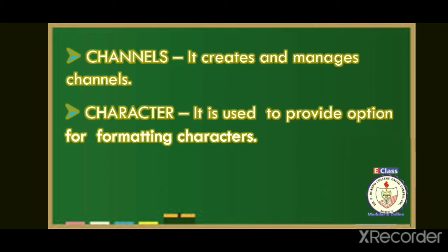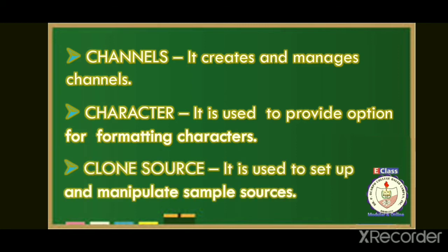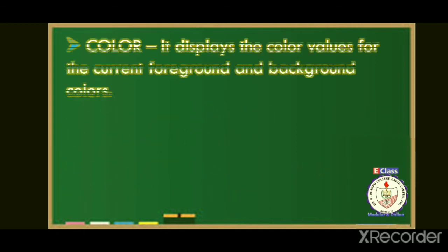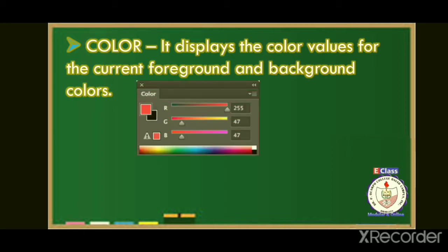Followed by Character. It provides options for formatting characters. Next is Clone Source. It is used to set up and manipulate sample sources. Next, followed by Color. It displays the color values for the current foreground and background colors. And this is the picture of the types of color.